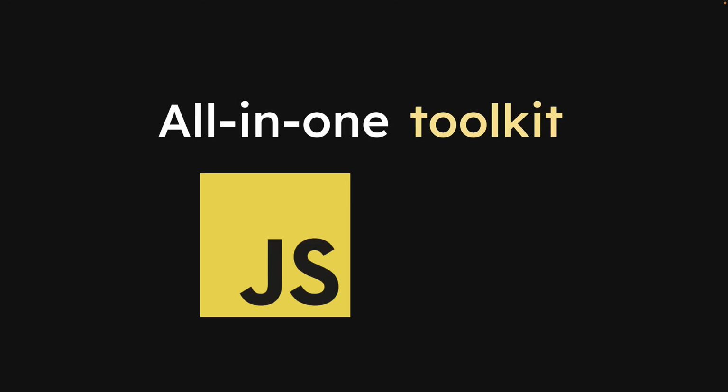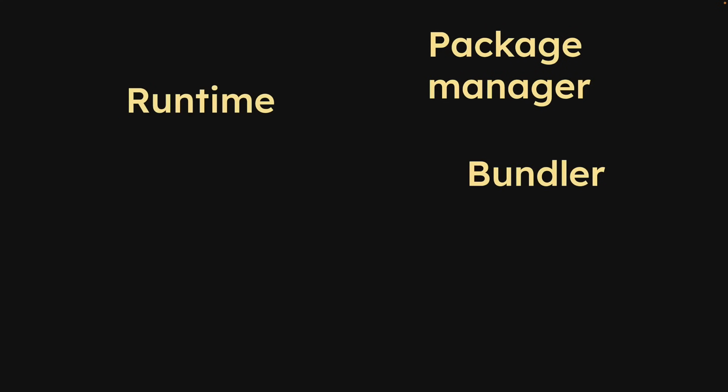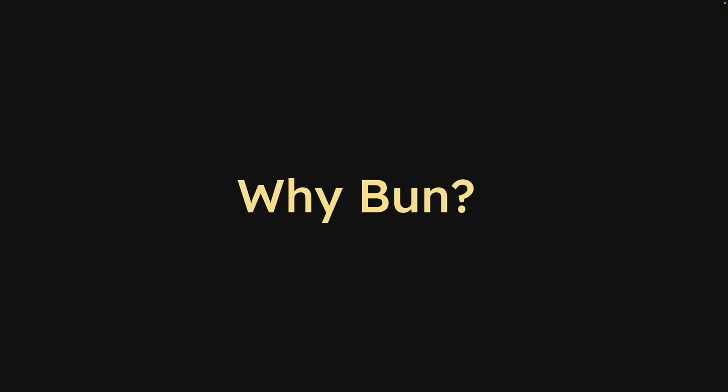So what is Bun? Bun is a super fast, all-in-one toolkit for JavaScript and TypeScript apps. The beauty of Bun lies in its ability to streamline the development process, making it smoother and more efficient. This is possible because Bun is not just a runtime, it's also a package manager, a bundler, and a test runner. Imagine having a Swiss Army knife for JavaScript development. That's Bun for you. But why was Bun created?